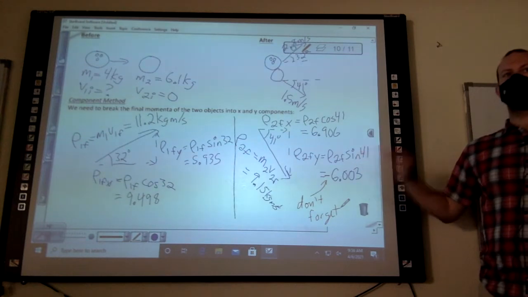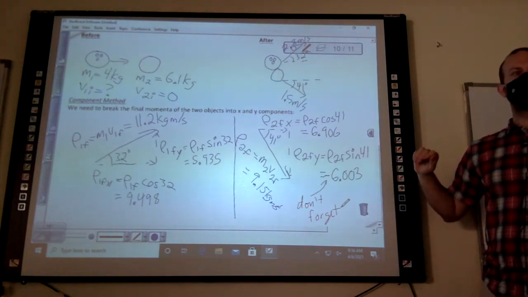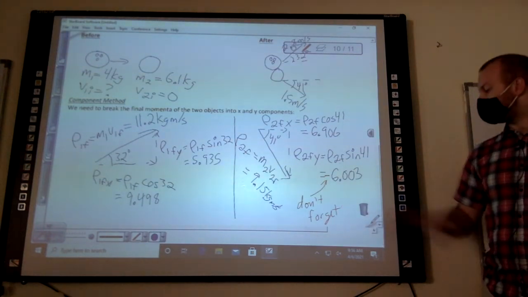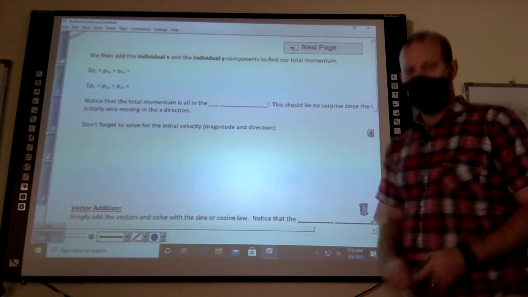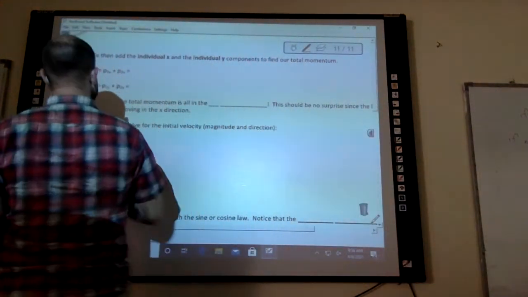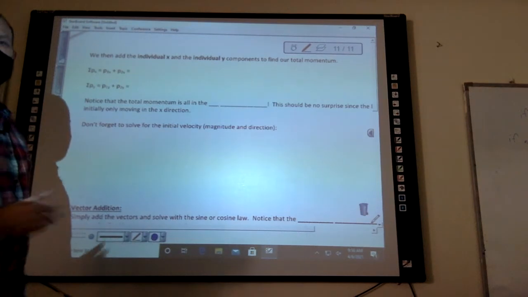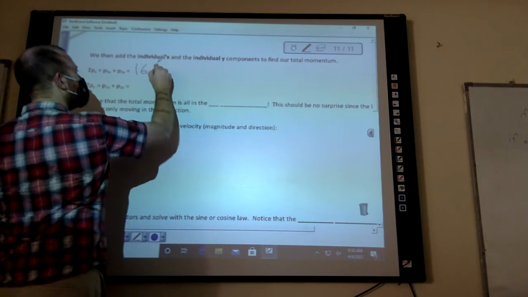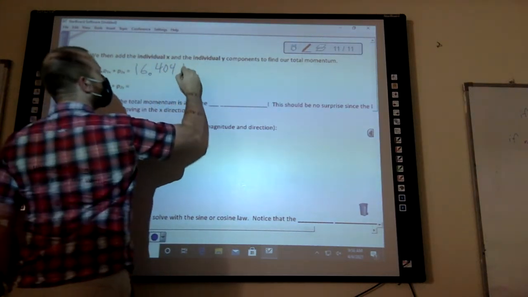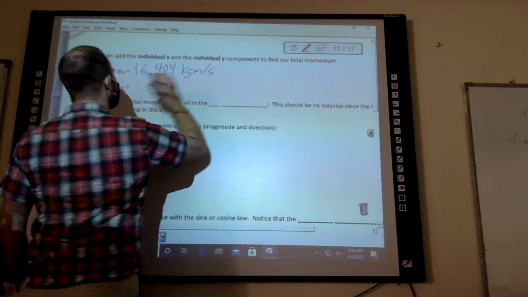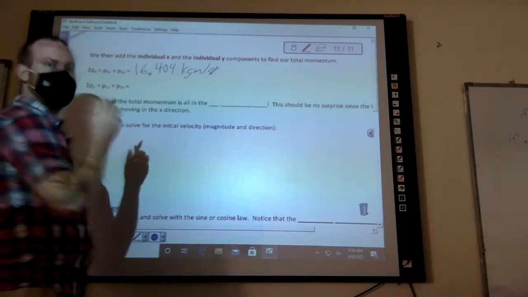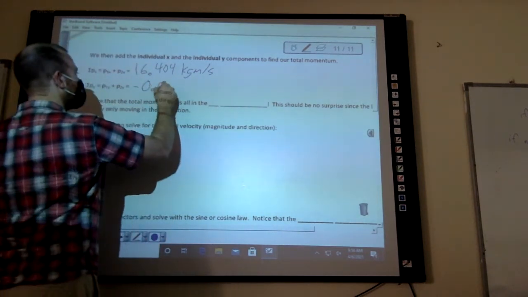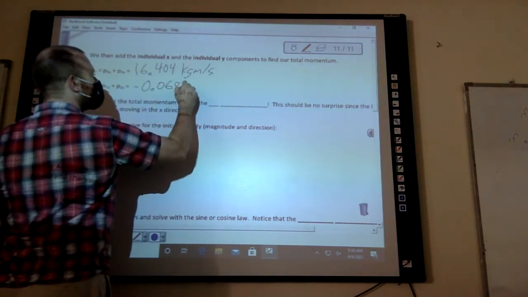Any questions on this? Let's move on. Sum the x's, sum the y's, and add them together. You have the numbers on the other page if you want to write them out. But we've got 16.404 kilogram meters per second as our x, and for our y, we've got negative 0.068.